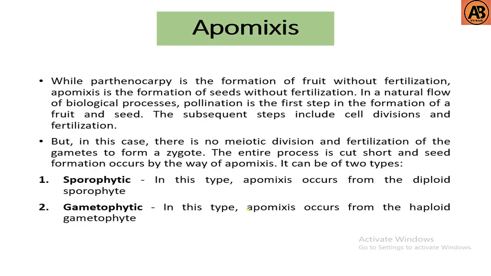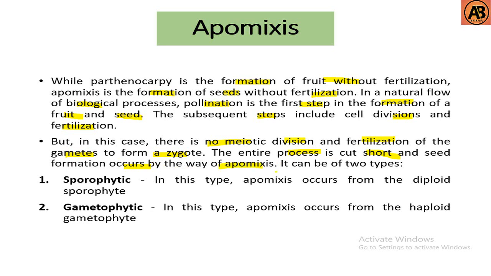Now we are going to learn about Apomixis. While Parthenocarpy is the formation of fruit without fertilization, Apomixis is the formation of seeds without fertilization. In a natural flow of biological processes, pollination is the first step in the formation of a fruit and seed. The subsequent steps include cell divisions and fertilization. But in this case, there is no meiotic division and fertilization of the gametes to form a zygote. The entire process is cut short and seed formation occurs by way of apomixis.